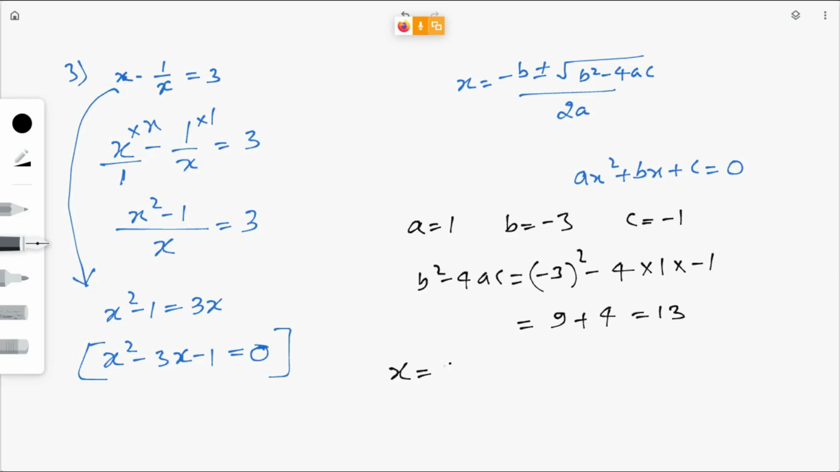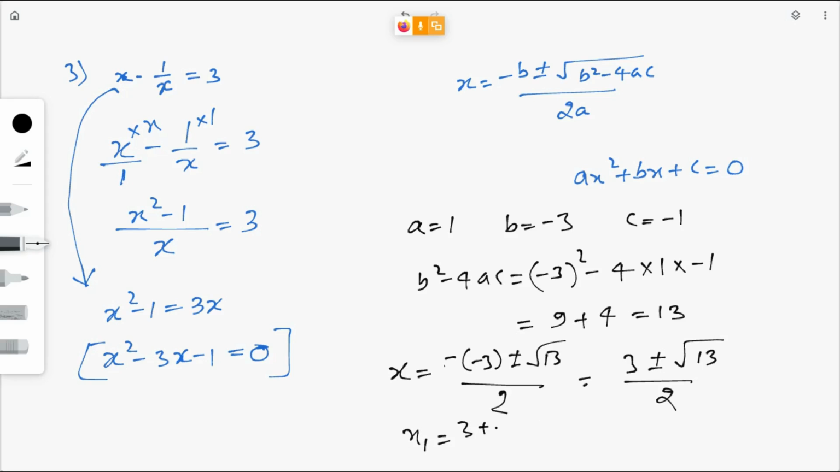Now use the formula, let me directly substitute the values. x is equal to minus of minus 3 plus or minus root 13 divided by 2 into a, that is 2. So 3 plus or minus root 13 divided by 2. So the first solution is 3 plus root 13 by 2. The second one is 3 minus root 13 by 2.